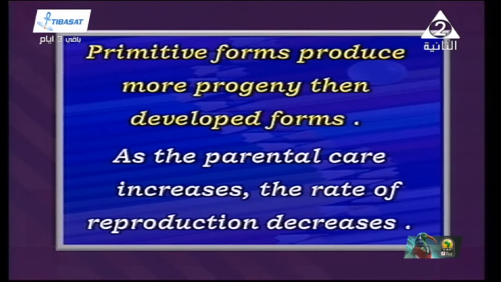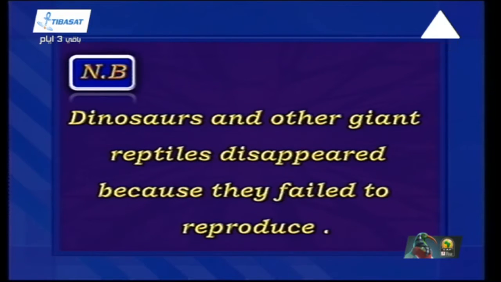Well, but I need you to note something here. We have a nice example to clarify this. Have you asked yourself before why dinosaurs and other giant reptiles disappeared from life? Well, the main reason is that they failed to reproduce. They failed to adapt to harsh environmental conditions, or we can summarize it as they failed to reproduce.